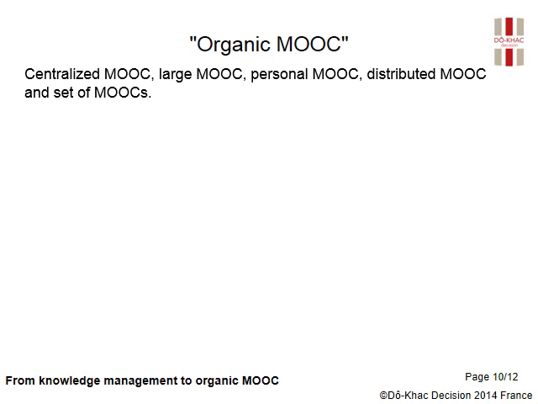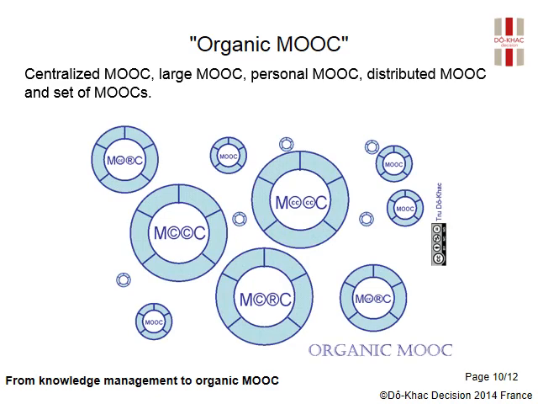Effective collaboration starts with adequate governance. When all the MOOCs of a set of MOOCs are subject to the same governance regime, we say that we have an organic MOOC. In short, an organic MOOC is a set of MOOCs subject to a common governance regime.